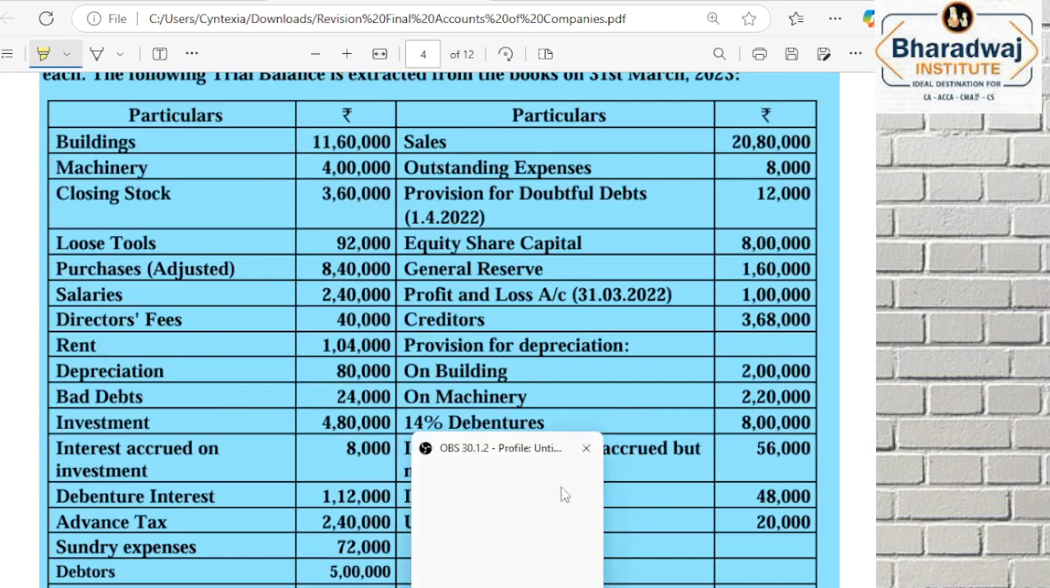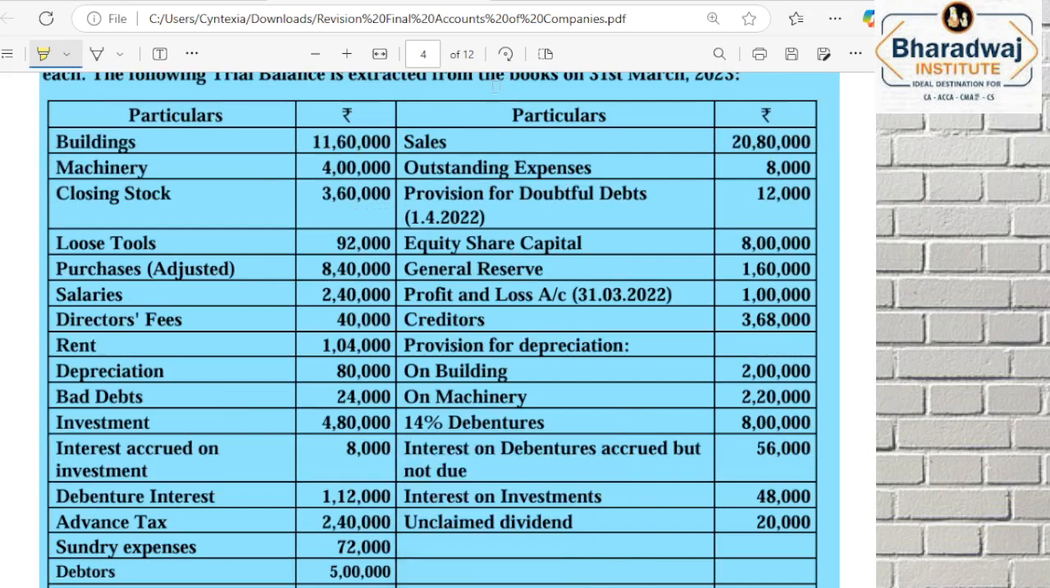When outstanding expenses are given in the trial balance itself, it will go to the balance sheet. What is the meaning? Already they passed the journal entry and adjusted that expense. It will go to balance sheet. Sales, of course, goes to the P&L account. Provision for doubtful debts, we have to see the closing balance. Equity share capital, general reserve, P&L account, creditors. This will go to balance sheet.